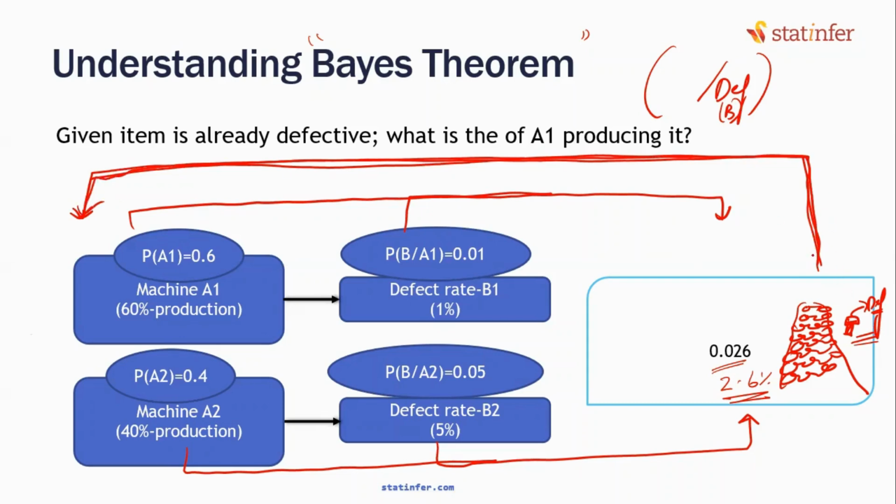Given this is defective, can you backtrack and find out? Tell me, what does Bayes theorem tell us? Can you backtrack and find out the probability that it was produced by machine A1 or machine A2? With a simple trick, we can find out that probability. That is Bayes theorem. What is that simple trick?